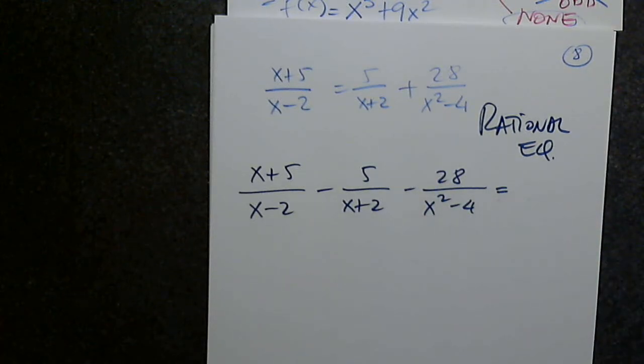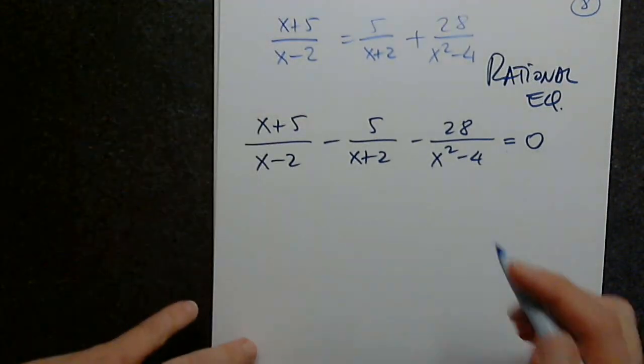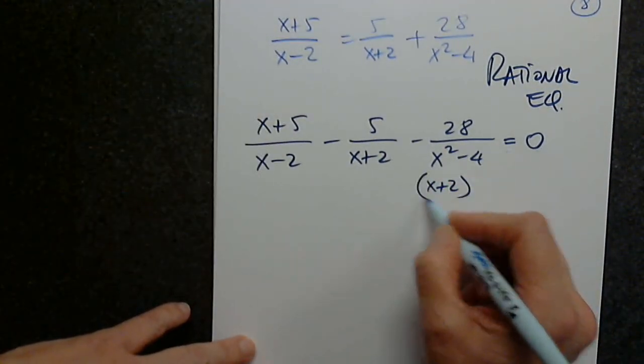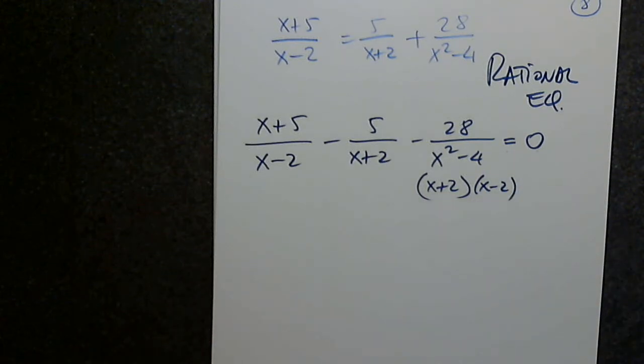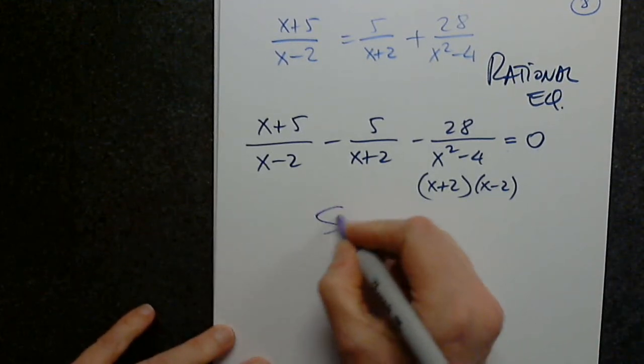If I don't have something on the other side, I no longer have an equation. Every equation has the left-hand side, the equal symbol, and the right-hand side. So if I move everything from the left to the right, what is left on the right-hand side? Zero. Thank you. The next step, I will factor everything, and I see that this is x plus 2, x minus 2, as we know from reviewing that last time. And I have to state restrictions.